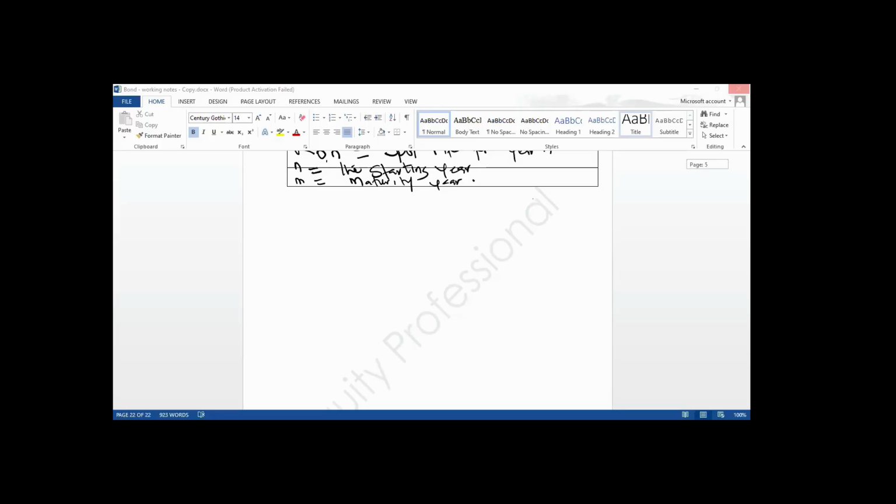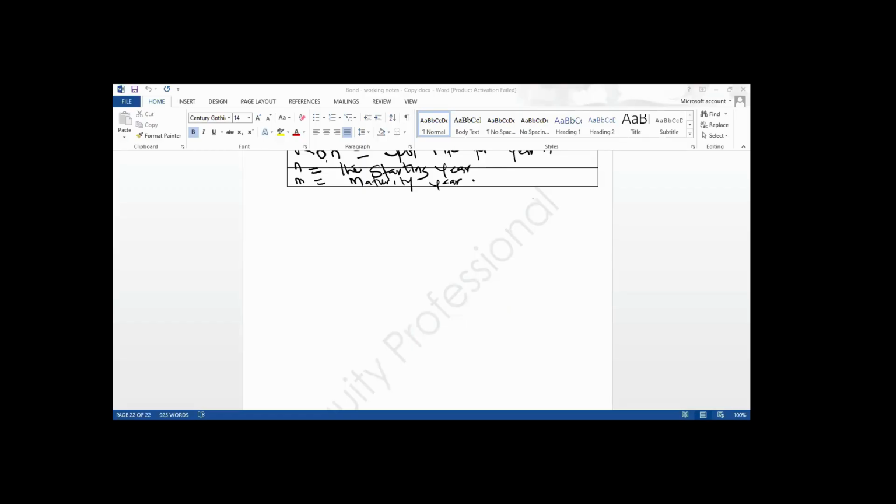The spot rate is the yield to maturity of a zero coupon bond. This is the yield to maturity of a zero coupon bond.